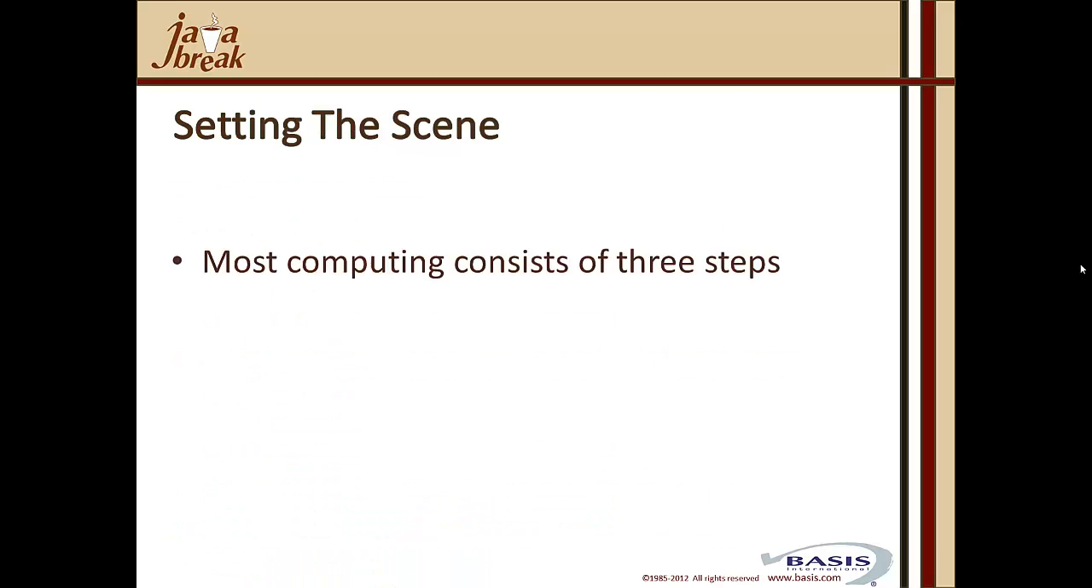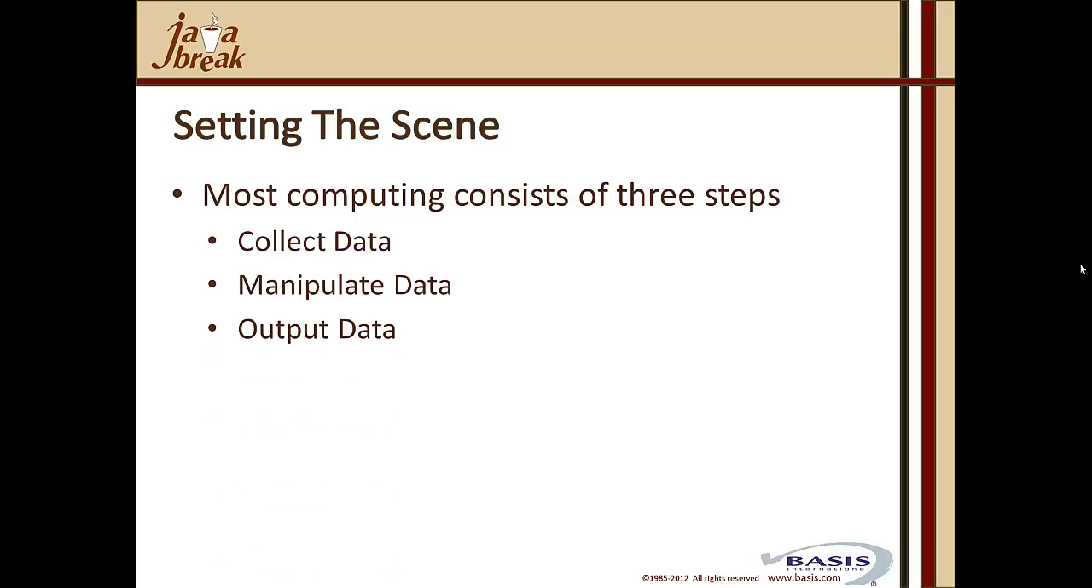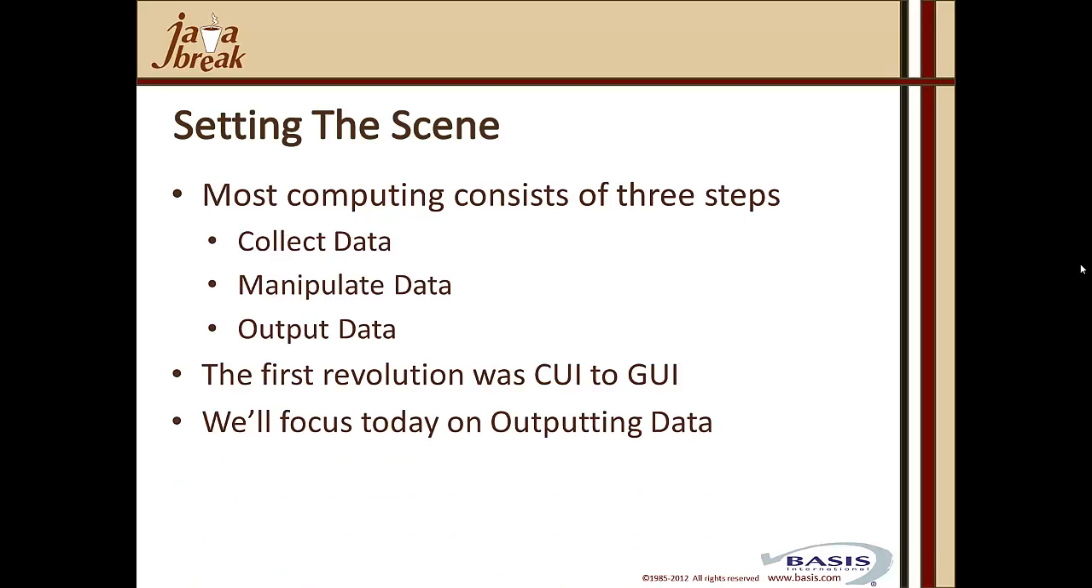So let's set the scene. Most computing consists of three basic steps: collecting data, manipulating that data, and then outputting that data. The first of these revolutions to the look and feel of applications was the move from character user interface to a graphical user interface in the area of either collecting data or viewing the resultant data on screen. We'll focus today on the outputting of data.